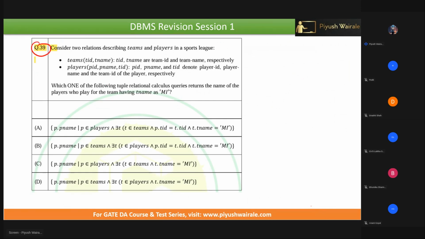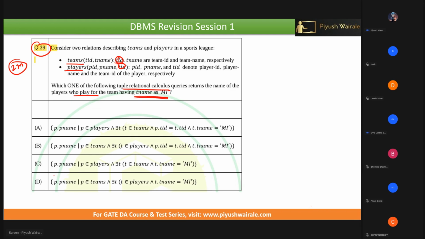Question number 39 from the GATE 25 paper, CSE branch. This question was for 2 marks, based on TRC. We have two relations, teams and players. TID and T name are given to us, and PID, P name, TID are given to us. Which one is common? TID is common. Which one of the following tuple relational calculus queries returns the name of a player who plays for the team having T name as MI? Can anyone tell me which one is correct here?